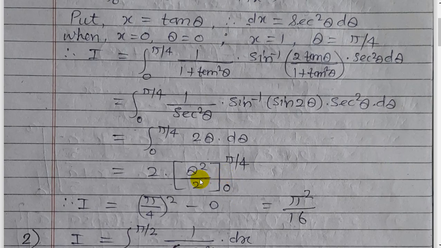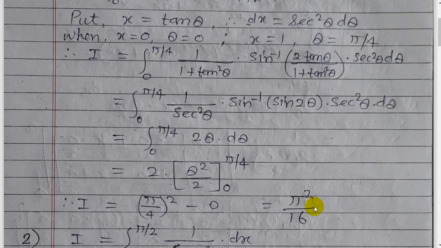Now we substitute the limit. First we substitute the upper limit and then the lower limit. So it is equal to pi upon 4 whole square minus 0 whole square, and this will be 0. The 2 divided by 2 cancels, so no need to write this 2 and this 2. Here it is only theta square from 0 to pi by 4 remaining. We write pi upon 4 whole square minus 0 whole square, that is 0. So pi upon 4 whole square becomes pi square upon 16.